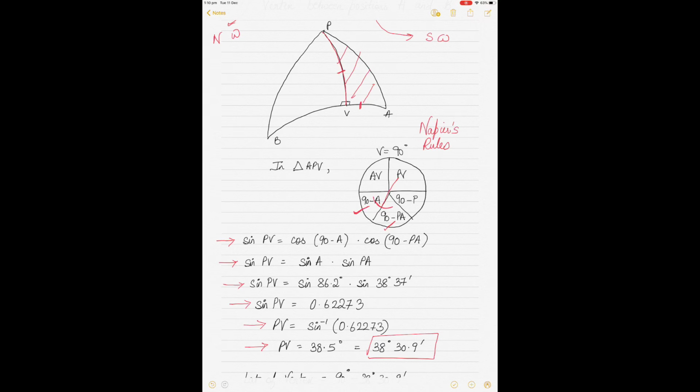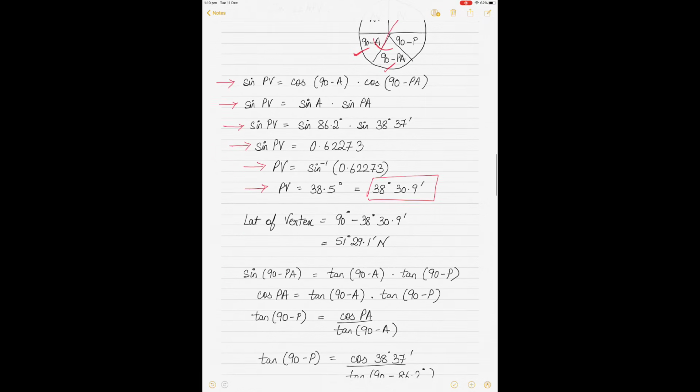That's not the latitude. To get the latitude, which would be from the equator as a reference point, to get this distance here, all you need to do is subtract the value from 90 degrees. So PV will be 38 degrees 30.9 minutes, but to find out the latitude of the vertex, subtract it from 90 degrees and you get the value. You know you are still in the northern hemisphere, so of course it will be north. So that's how you get the latitude of the vertex.